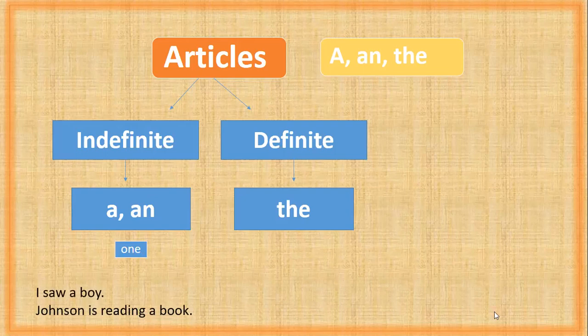In this example, I saw a boy. A boy means one boy. Johnson is reading a book. Here, a book simply means one book. It does not clarify which book.